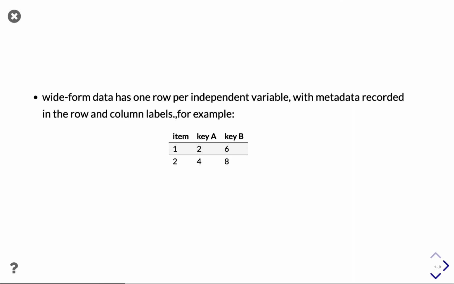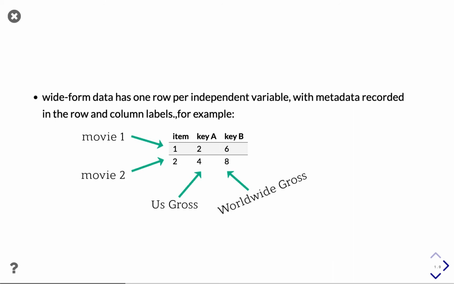This is called wide form data. We have the items on each row. It makes sense, and this is a totally reasonable way to represent the data. Each movie would be on each row, and then a separate column for each of the keys that we care about. So US and worldwide gross would be separate columns.